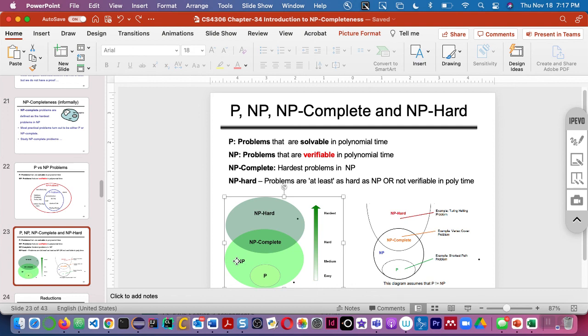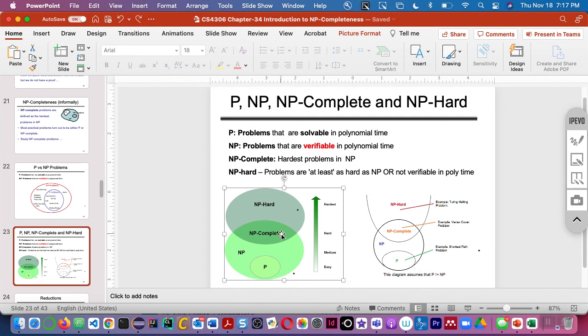Now some problems that are NP hard now, in the future will be NP complete, and in the future maybe will be in P. Today the problem is verifiable, and someday it can be doable.